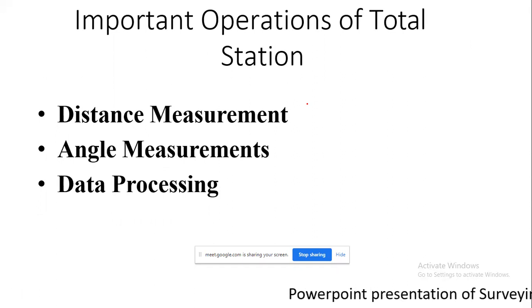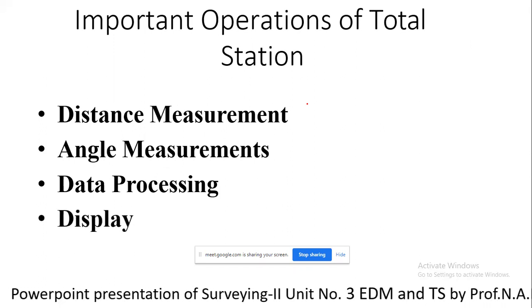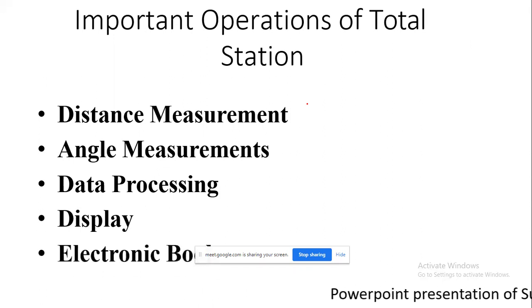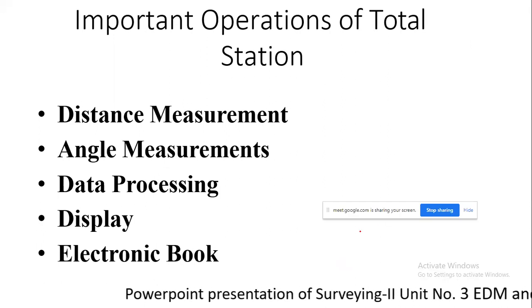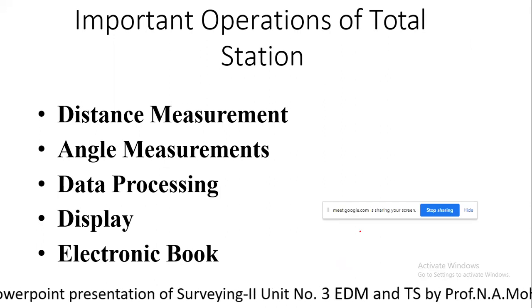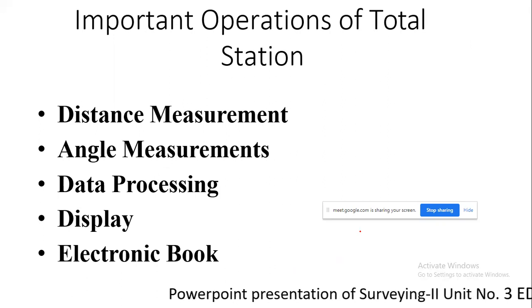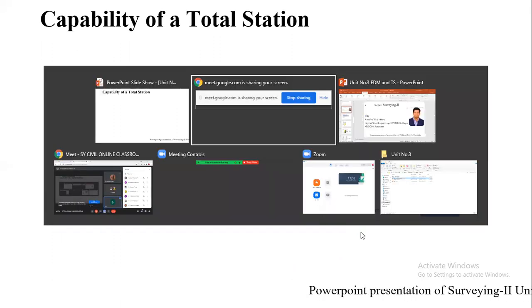Okay, so after measuring the distance and angle measurement, you are supposed to process the data, which is going to be displayed on the screen. An electronic book is what you use when you do it that way. When you write it by hand, that is your field book, and whatever data is stored in the total station memory is your electronic book. Okay, so next is the capability of total station.